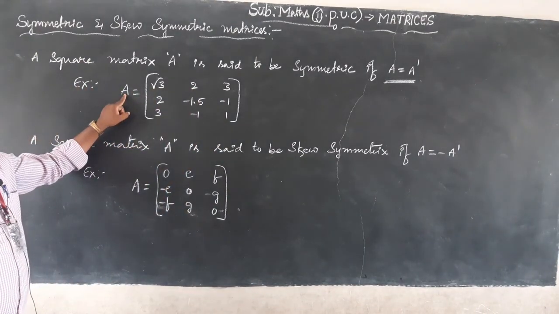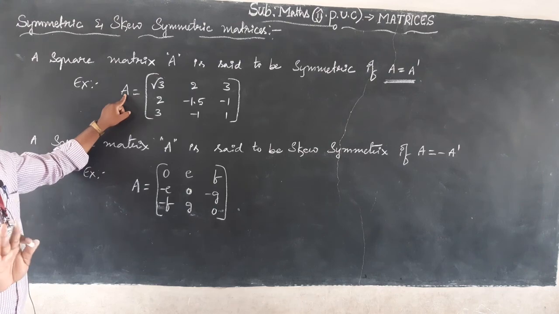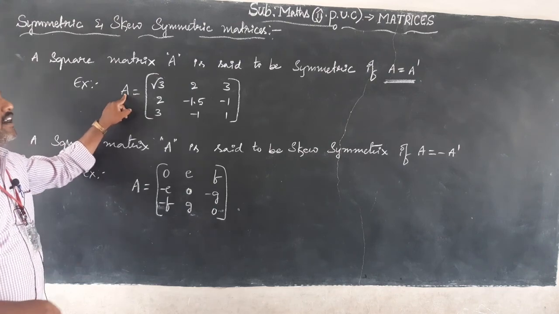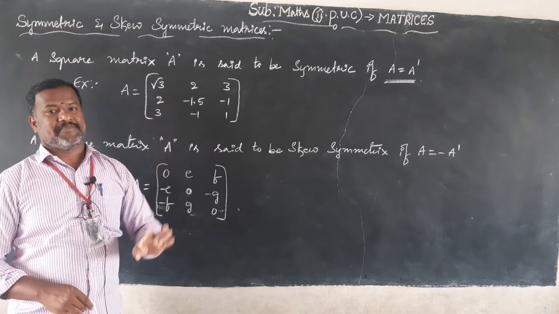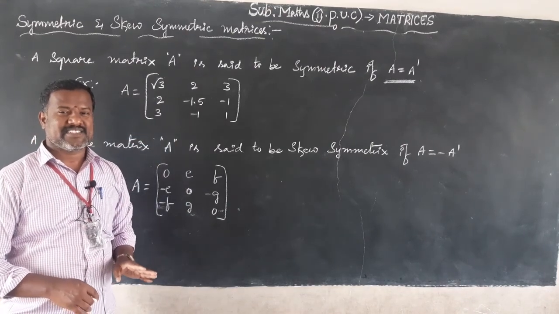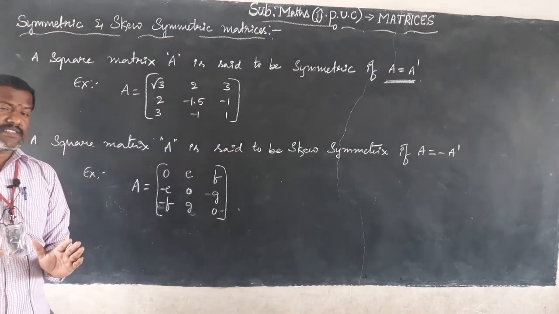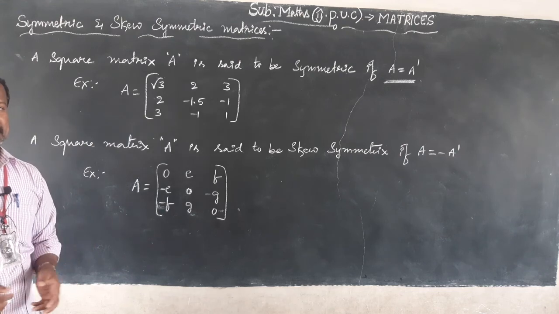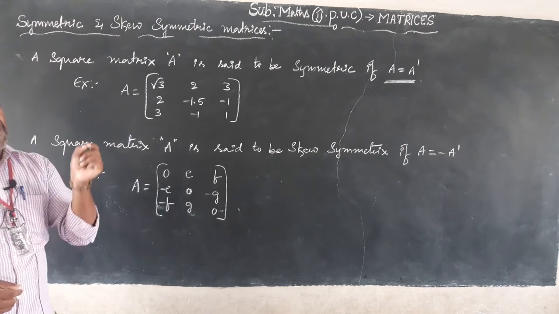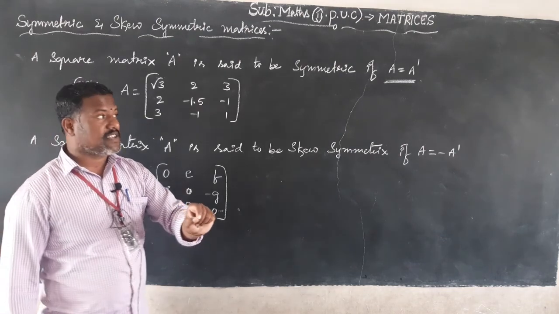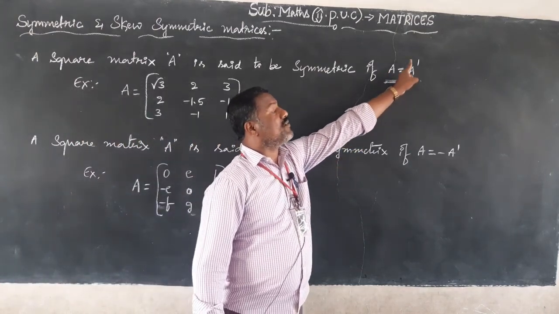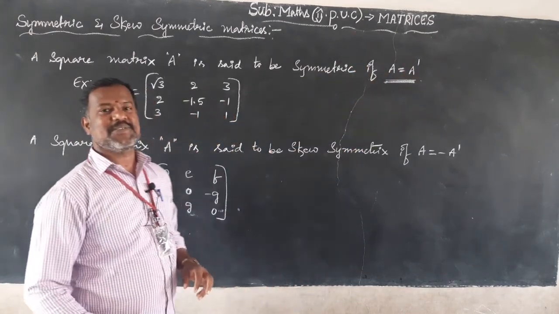Not all square matrices are symmetric matrices. Understand children? All square matrices are not called a symmetric matrix. The square matrices that become symmetric are those where A is equal to A dash.